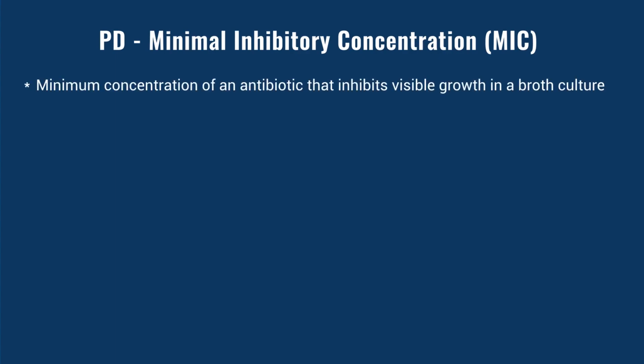Let's move on from pharmacokinetics to pharmacodynamic principles. The most commonly talked about pharmacodynamic principle would be minimal inhibitory concentration. What is the minimal inhibitory concentration? As the slide suggests, it's the minimum concentration of an antibiotic that inhibits visible growth in the broth culture. Meaning, what is the least amount of antibiotic that will inhibit any growth in the culture plate?